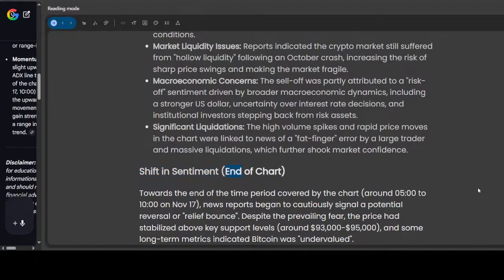Shift in sentiment. End of chart. Towards the end of the time period covered by the chart, around 5 o'clock to 10 o'clock on November 17, news reports began to cautiously signal a potential reversal or relief bounce. Despite the prevailing fear, the price had stabilized above key support levels around $93,000, $95,000, and some long-term metrics indicated Bitcoin was undervalued.